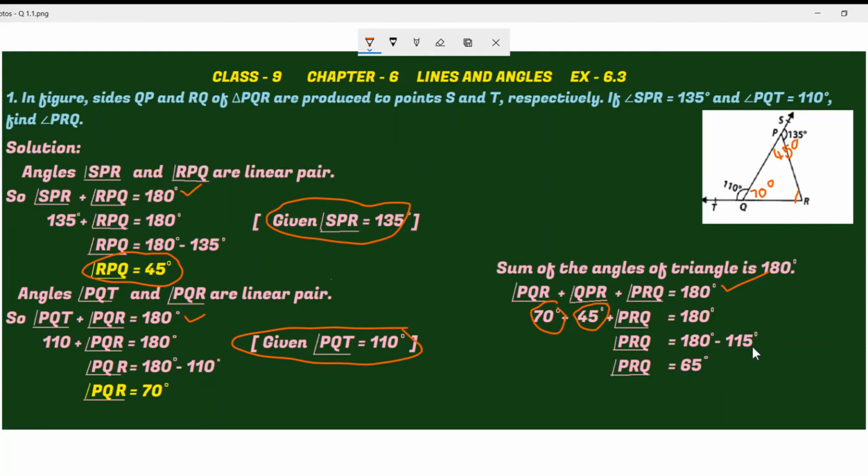By subtracting, 180 degrees minus 115 degrees, I am getting 65 degrees. So angle PRQ is 65 degrees. That's it. Let's move on to the next question.